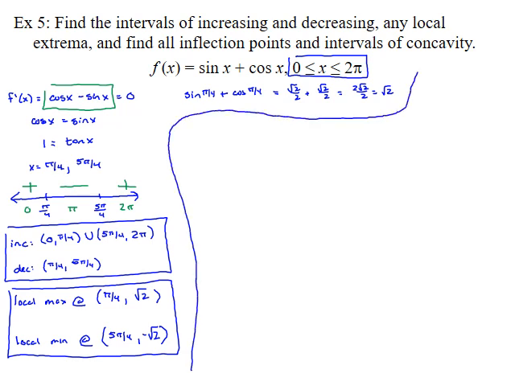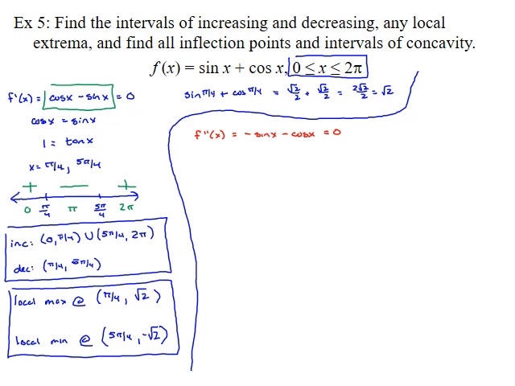Now we're going to do the exact same thing for the second derivative. So now in red, we're going to find f double prime of x. So go back to the green box here and take the derivative again. The derivative of cosine is negative sine. The derivative of negative sine is negative cosine, and we're going to set that equal to 0 again.